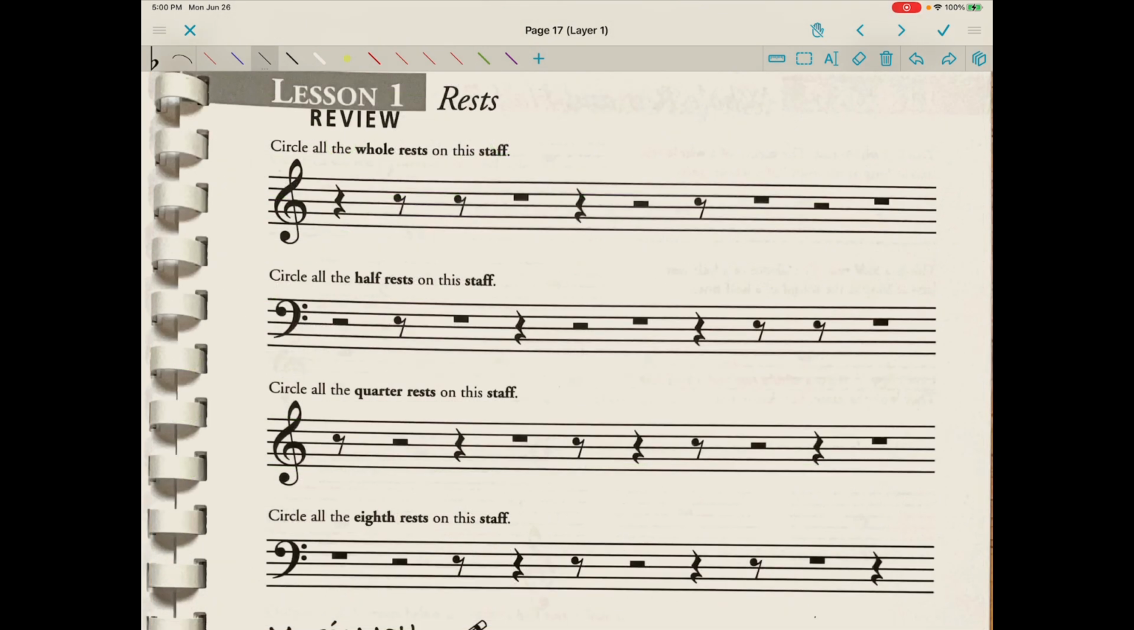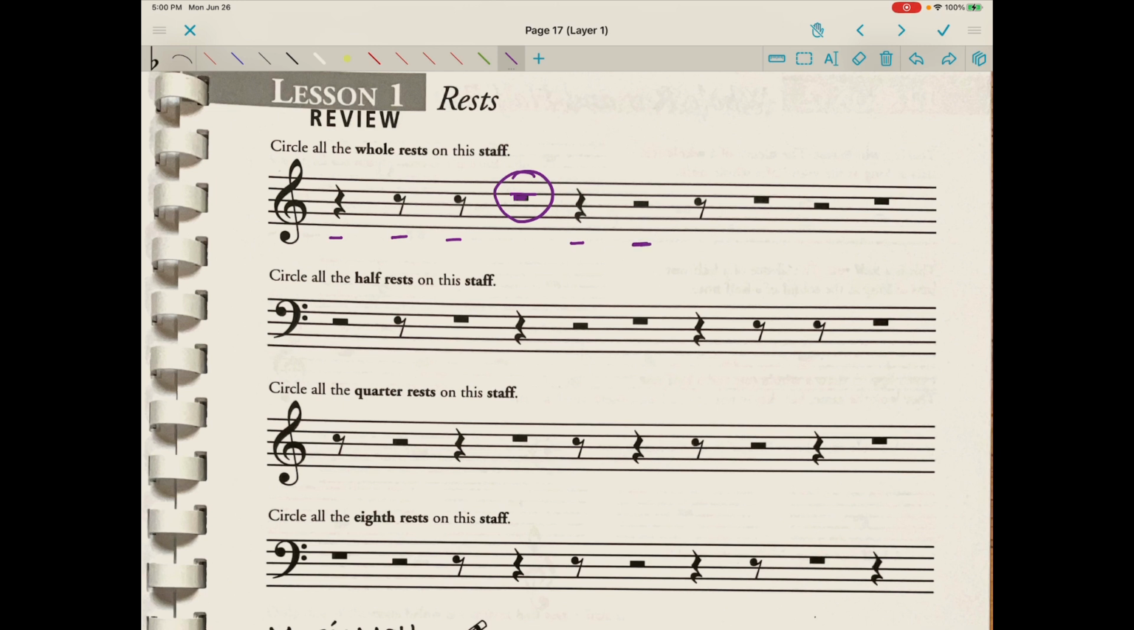All right, so finishing up with the last page here of this lesson, circle all the whole rests on this staff. So remember, we are looking for heavy hats that are hanging from line 4. So this is a quarter rest, 8th rest, 8th rest. Oh, heavy hat hanging from line 4. This is one of them, right? Then we have quarter rest. Oh, it's a hat, but this one is sitting on line 3. So that is not a whole rest.